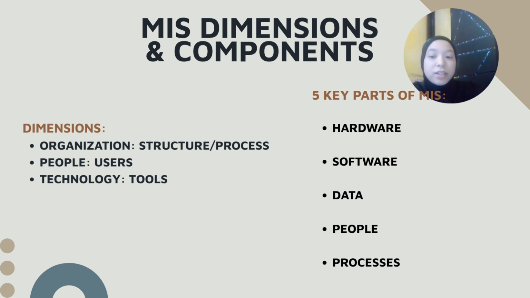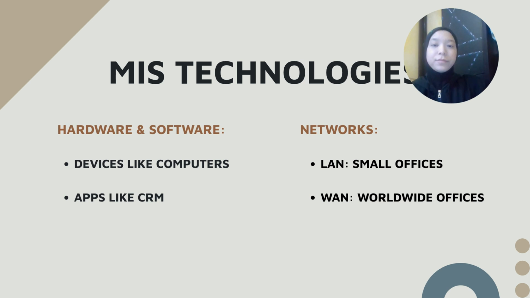is a combination of people, tools, and business strategy, all working together to achieve the result. Okay, so now let's talk about the technologies that make up Management Information System, or MIS. These are the tools that actually do the work of collecting, processing, storing, and sharing information. So let's start with the basics, which is hardware and software.